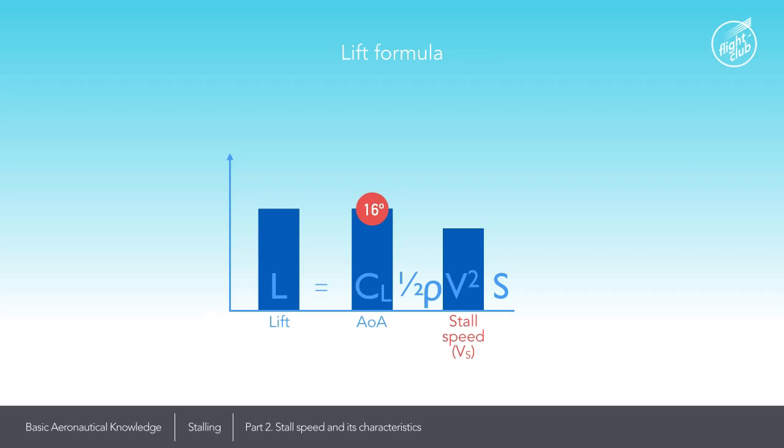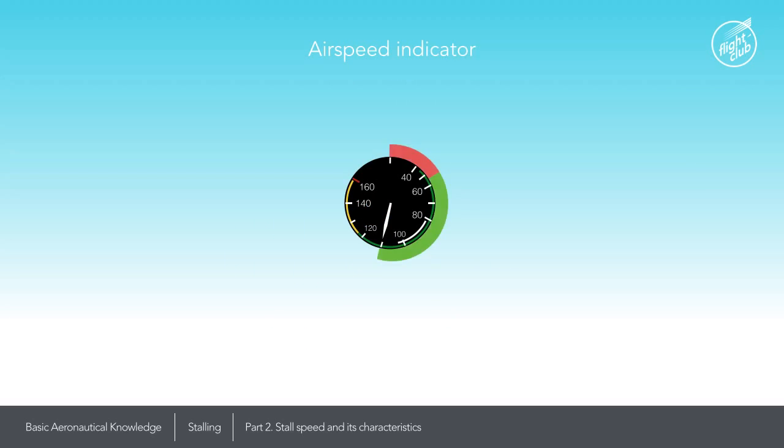For a constant 16-degree angle of attack, the formula suggests that any factor that demands more lift will increase the stall speed. Increased stall speed means that the aeroplane is more likely to stall since the safe airspeed range reduces. Let's have a look at some of the factors that may require more lift, thus increased stall speed.